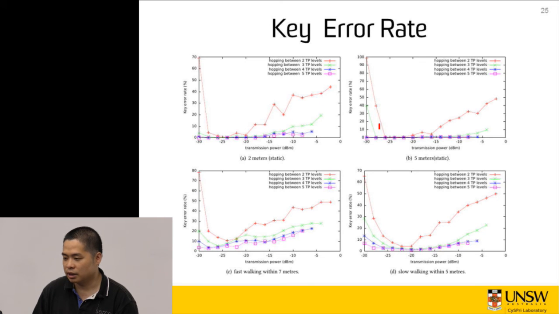As you can see, the closer they are, the lower the key error rate is. If they are not in a static scenario and they are moving, the distance will also be a significant impact factor on the RSSI, so it will significantly affect the key error rate as well. For those comparison details, the reader can refer to our paper.